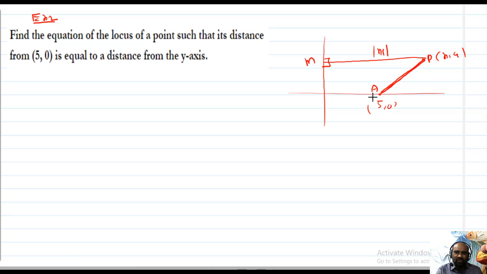Distance from P to A equal to distance from P to the y-axis. What is the distance from P to the y-axis? The point is given as (x1, y1), so automatically mod x1 is the distance from P to the y-axis. So we want to find the locus equation satisfying the condition PA equal to PM. Let P(x1, y1) be a point on the required locus.